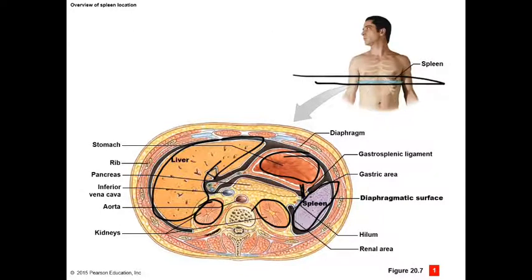It gives you an idea of where we are. There's still some ribs here. These are the floating ribs, so we're down around T10, T11, T12. And you can also appreciate that if the spleen were to become enlarged, those floating ribs could damage the spleen.